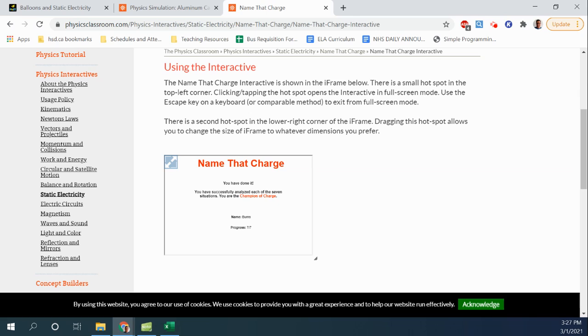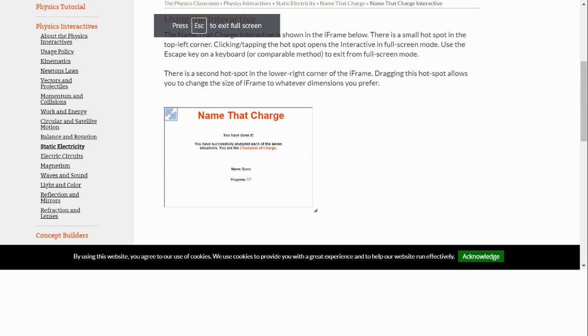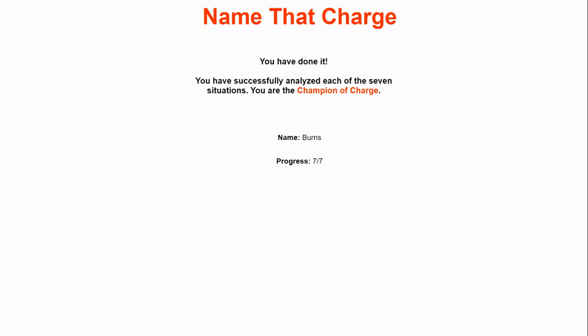You are the champion of charge. And then your name can be in there. So make sure your name is in it. Screenshot that and send that into your teacher in whatever way, shape, or form they like. And you should be good to go. Boom. All of you are going to be champions of charge. Come on, load. That was supposed to be impressive. There it is. All of you are going to be champions of charge.